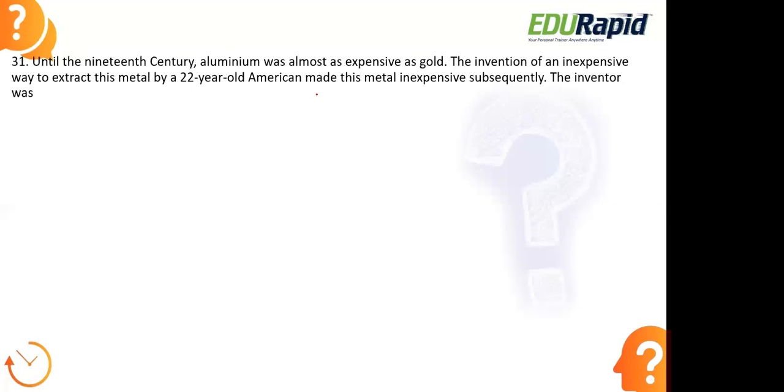Moving to the next question. Until the 19th century, aluminium was almost as expensive as gold. The invention of an inexpensive way to extract this metal by a 22-year-old American made this metal inexpensive subsequently. The inventor was Goldsmith, Mont, Charles Martin Hall, or Parks.